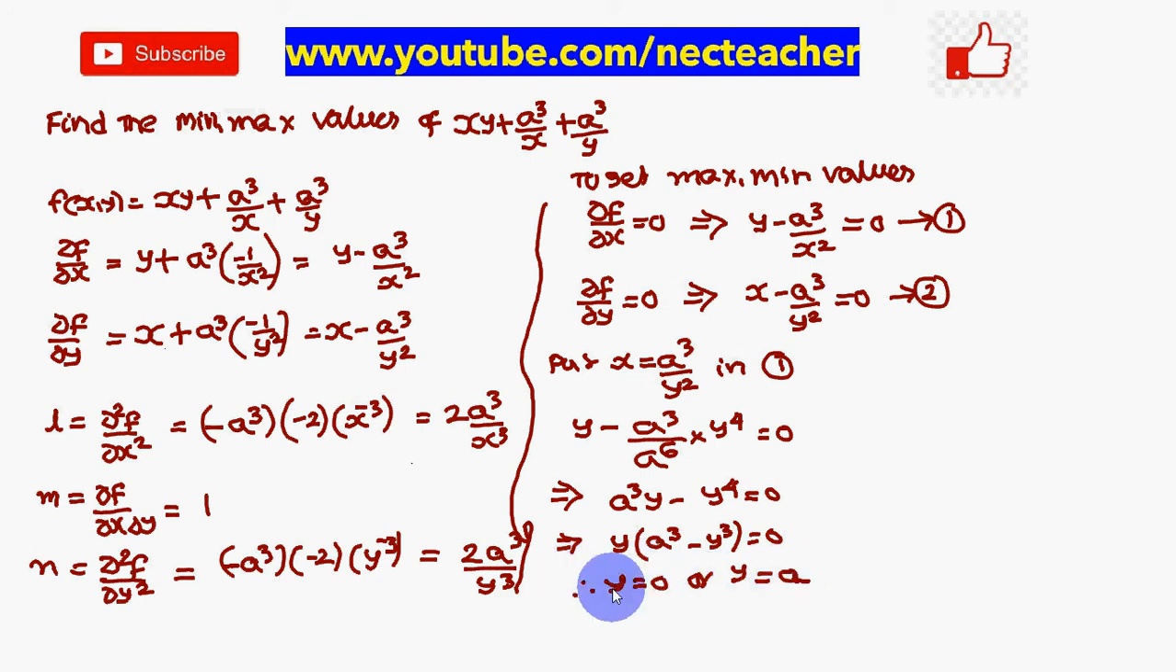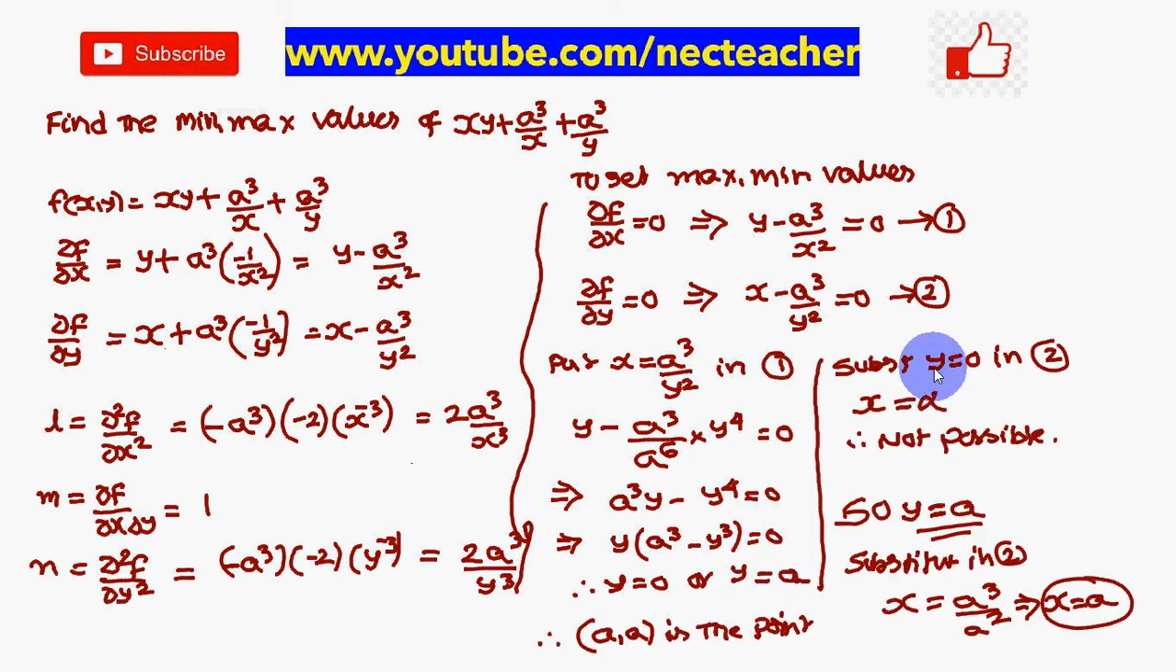So now we have two cases. Now consider one of the cases. y is equal to 0, you substitute in equation 2. y is equal to 0, so x is equal to a cube by y square. So what happens? x is equal to a cube by y square. In place of y, if you substitute 0, x will become infinity.